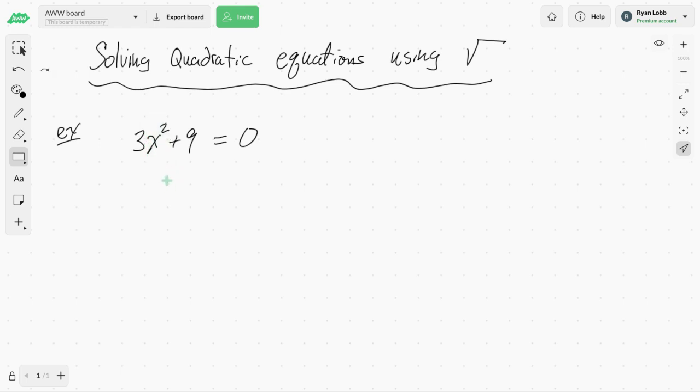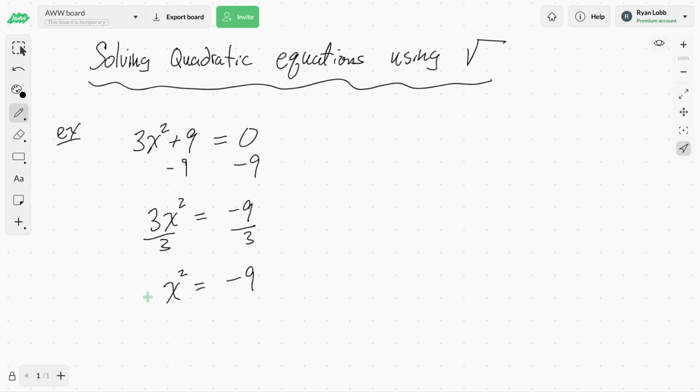In order to do that, we're going to subtract 9 first. Subtract 9. 3x squared equals negative 9. Then we're going to divide by 3. Divide by 3. Get x squared equals negative 3. Now at this point, we want to take the square root on both sides.